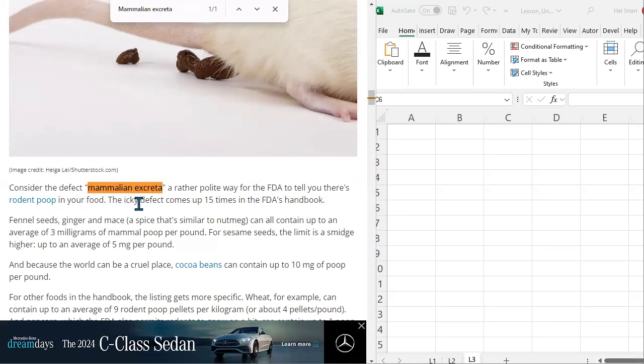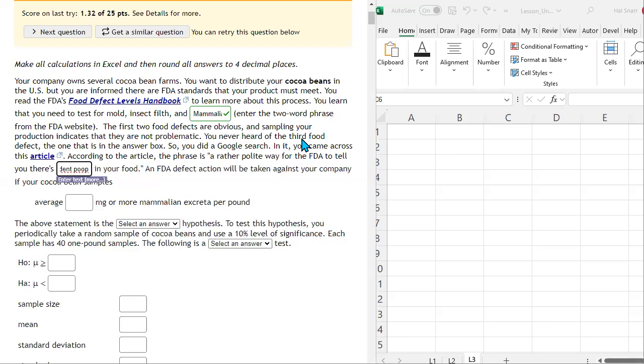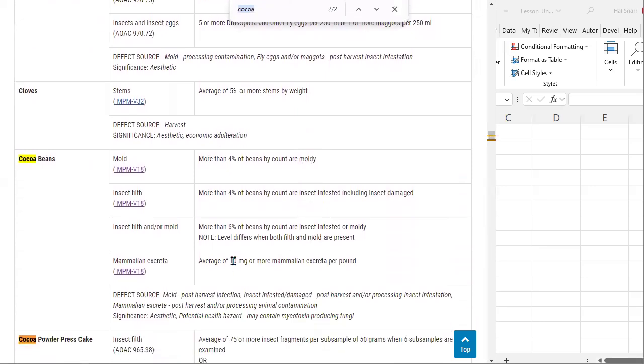So what is it? Well, it looks like it's rodent poop, right? I don't know why they wouldn't just say rodent poop. I guess rodent poop is more disgusting than mammalian excreta. So there's rodent poop in your food. Now, an FDA defect action will be taken against your company if your cocoa bean samples average what? Let's widen this out to see if we can see it. There it is. If your cocoa beans average 10 milligrams or more of mammalian excreta per pound, then there's going to be an action taken against your company.